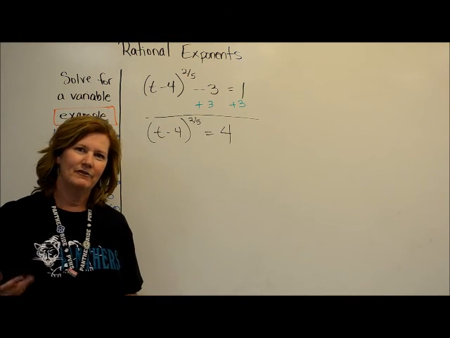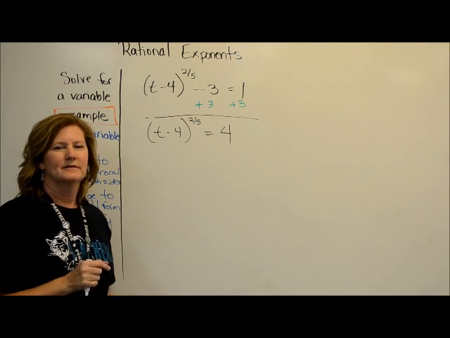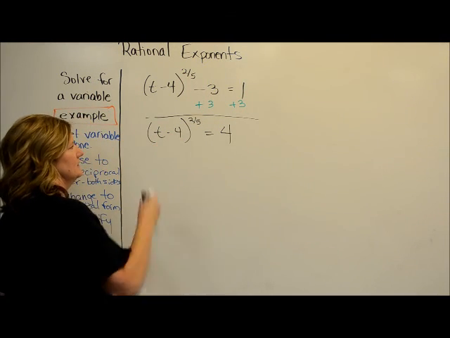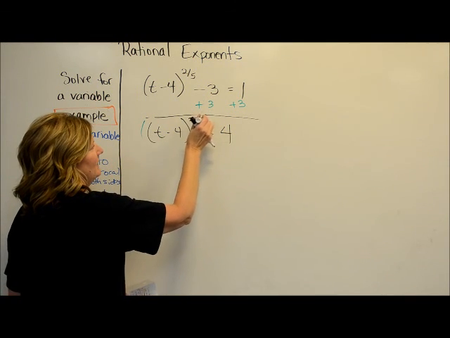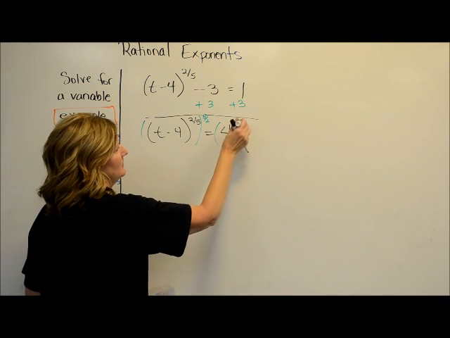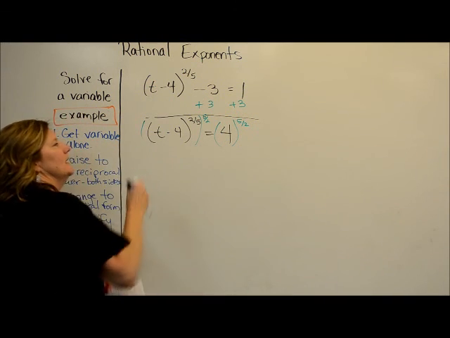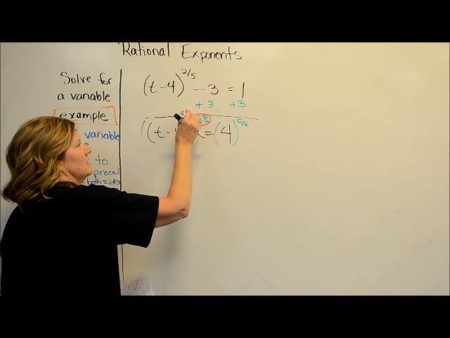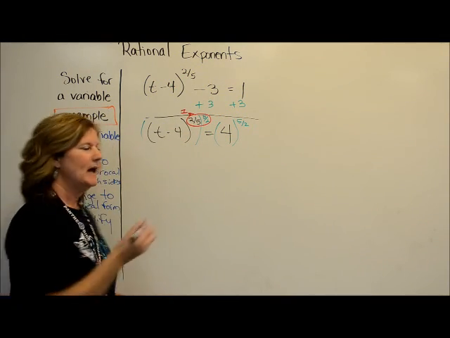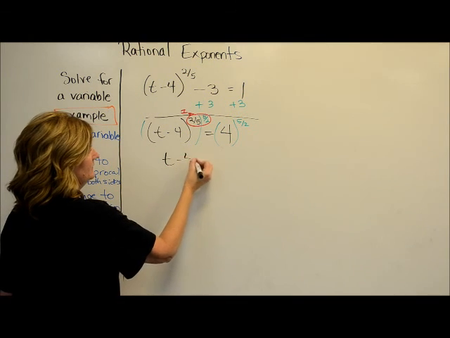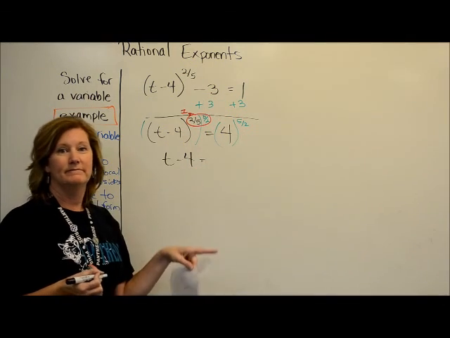I need to raise everything now because all of this stuff is being raised to the 2/5. So I'm going to raise everything then to the reciprocal power, which would be to the 5/2. What I do to one side, I have to do to the other. Okay, to the 5/2. Now this, right here, this all goes to 1. And now what I have is t minus 4 to the first power, or I just have t minus 4. Now I have 4 to the 5/2.